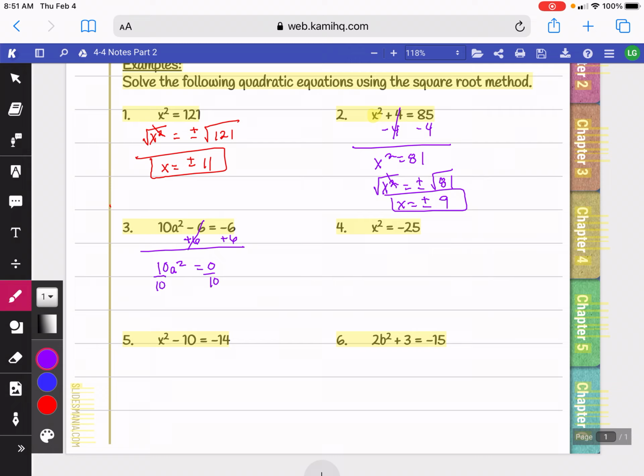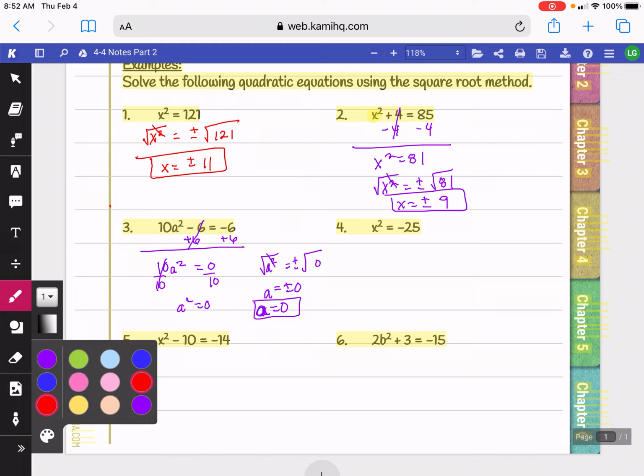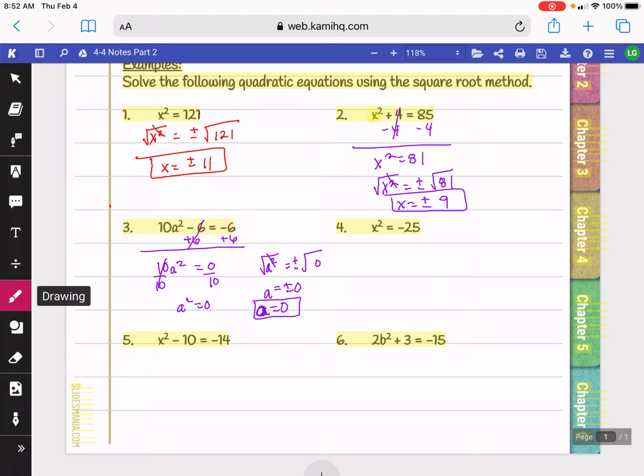Next, I could divide by 10. So I get a squared equals 0. So my next step would be to square root both sides. Square root of a squared equals positive or negative root 0. So a equals positive or negative 0. There's no such thing as positive or negative 0. For this one, we really only have one solution, which is 0. On our next problem, the x squared is already by itself. So we just need to square root both sides.